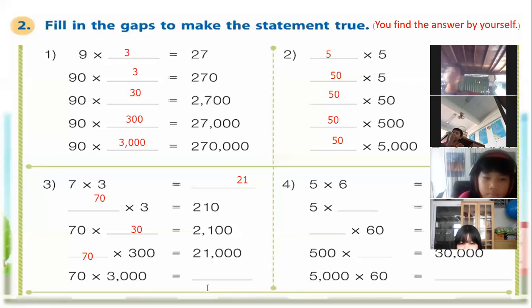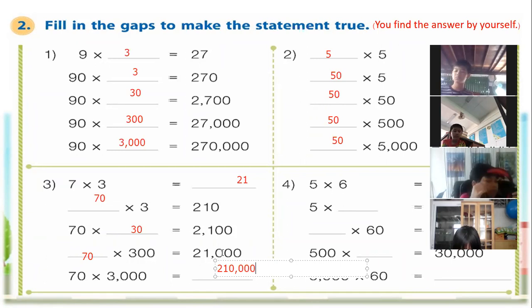Now, the last one. 7 tens multiplied by 3,000. 210,000. That is the correct answer. Okay, similar like that, we have question number 4.